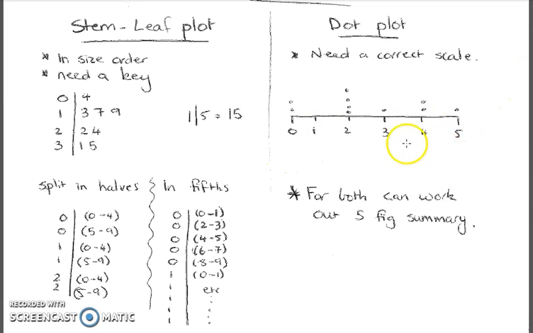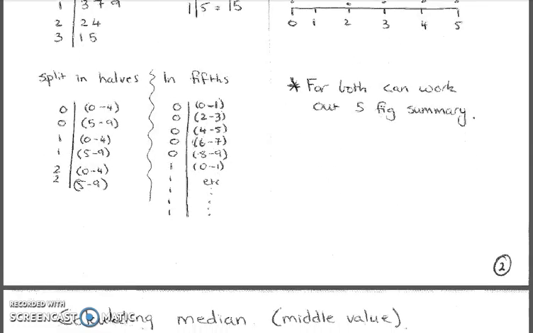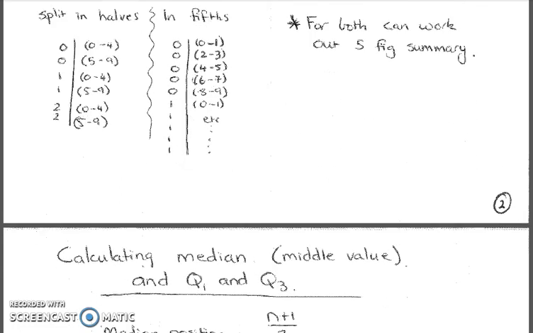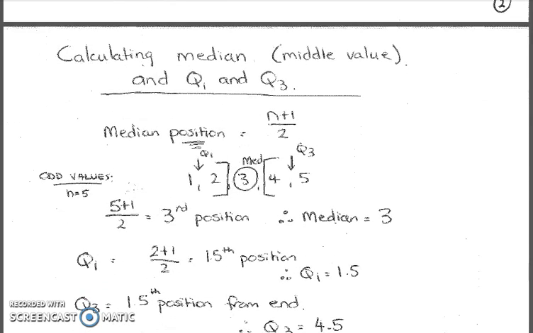Dot plots, very simple. We have a scale down the bottom. It needs to be labeled as well, and it's just a circle or a dot for each of those categories, just stacking them up on top of each other. Need to have the correct scale, very, very important. So for all these, we can work out 5-figure summaries, which I'm going to show in a minute.